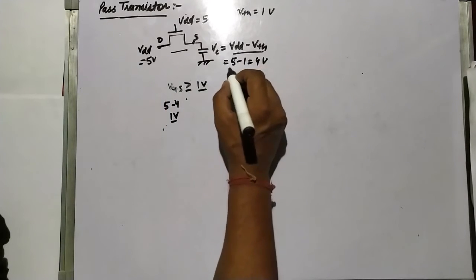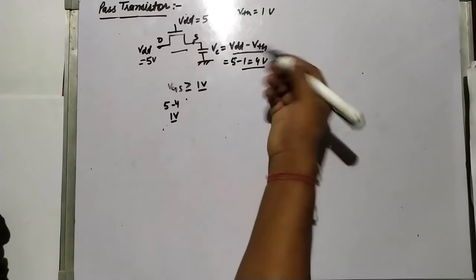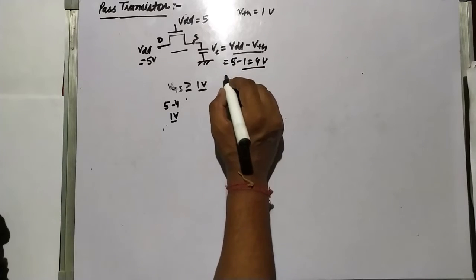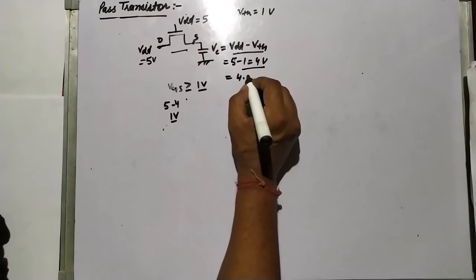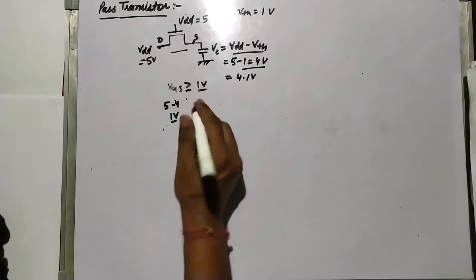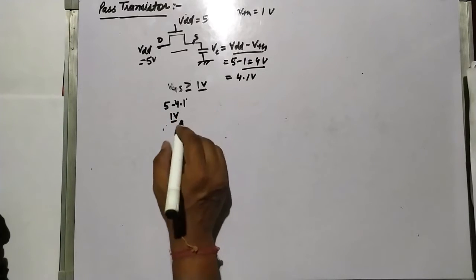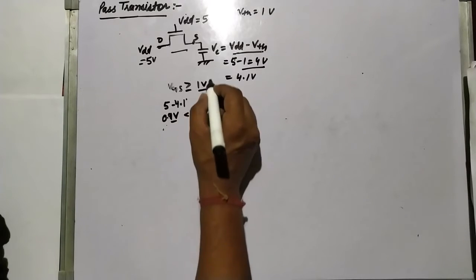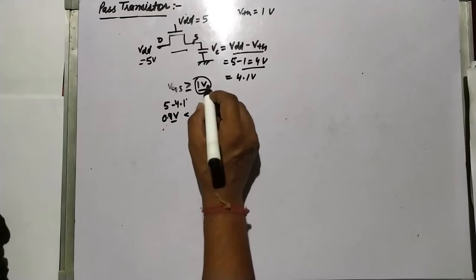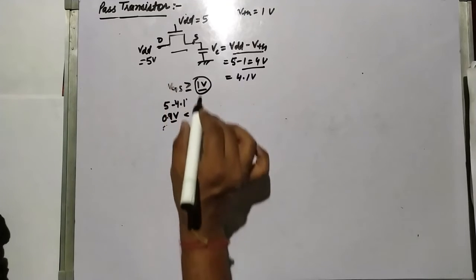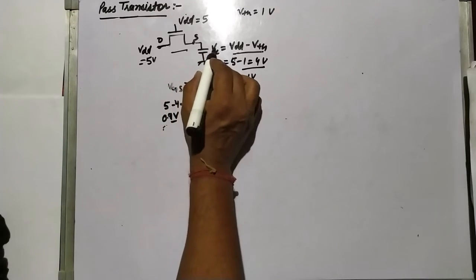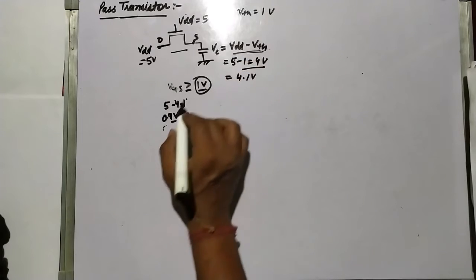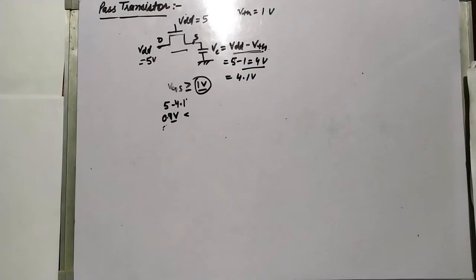If I am increasing it more, let's say I am increasing it 0.1 volt more, let it charge up to 4.1 volt. So what will be my VGS now? VGS will become 0.9, so you can see that it is less than the VTH value, which is 1 volt. So my transistor will be off, so my capacitor can charge up to VDD minus VTH.